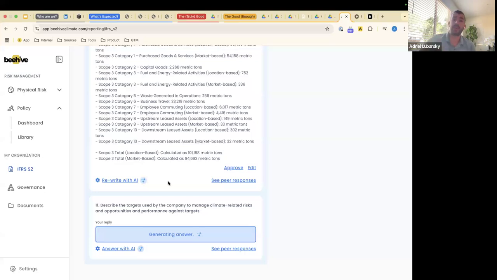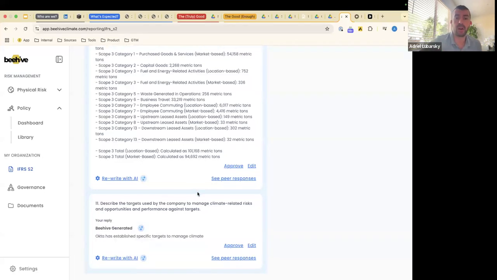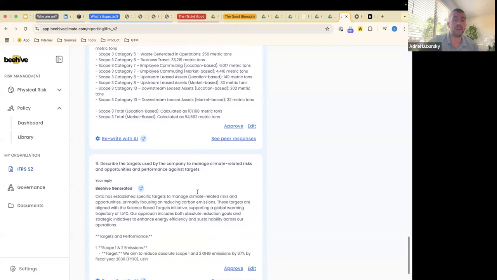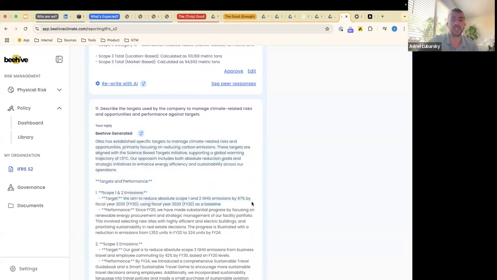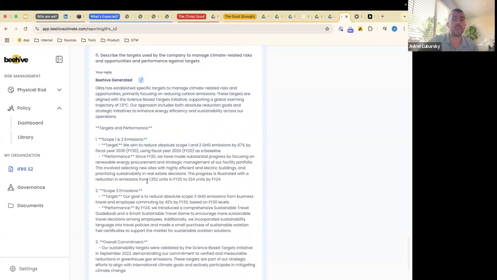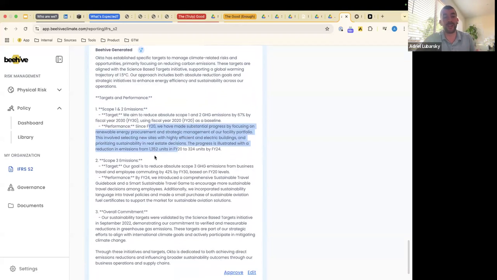It'll talk about, hey, here's how we set... I don't know. Let's find out what it actually talks about. They have a team. They track targets. They aim to reduce Scope 1 and 2 emissions by 67%. And this is how they're doing on that so far. Actually, that's very clever by the AI to do that really well and say, not just here's our target, but here's our performance. And it pulled that out of approved language already.